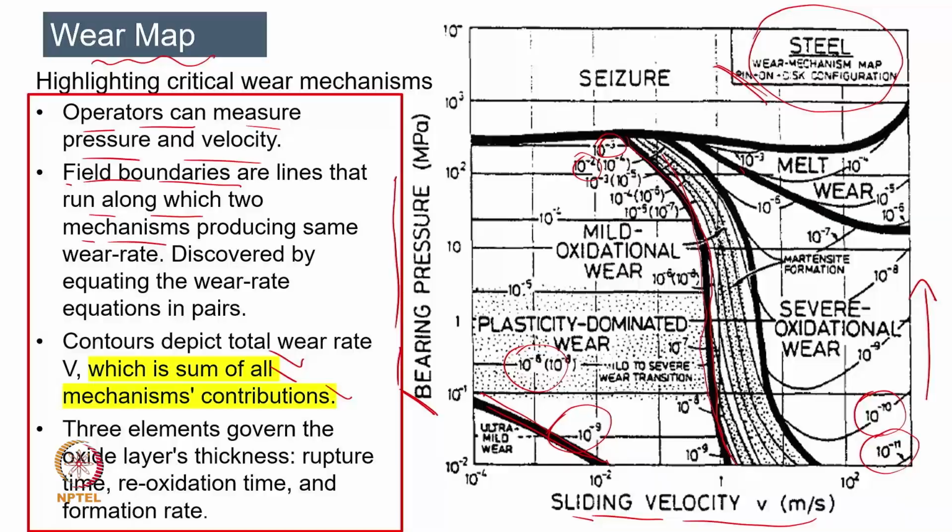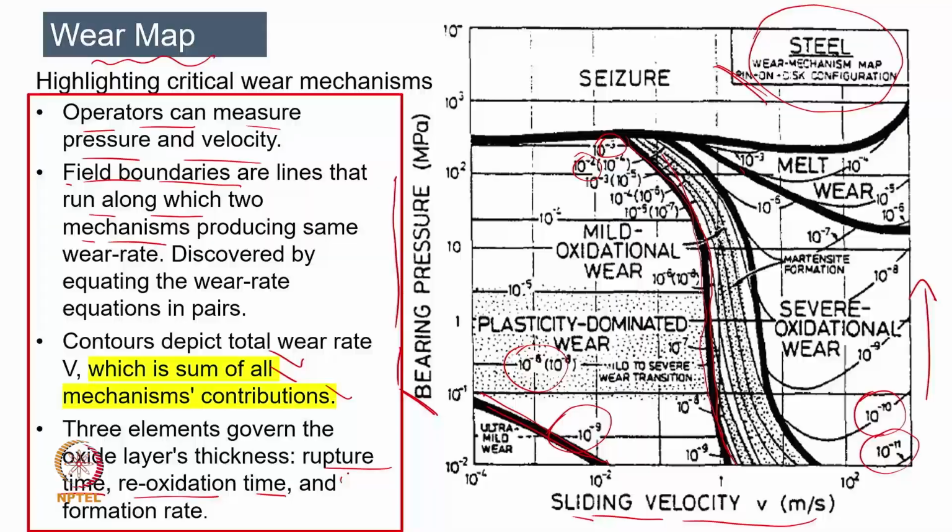And many times we say we learn three things. What is the rupture time of the oxide layer, the top layer, how fast it is getting ruptured, and then what is the reoxidation time, and what is the formation rate. Initially I showed the green color and red color. Red color was the rate of rupture, and green color the rate of formation. So the same thing comes from this also. So what is the time available and how we are going ahead.